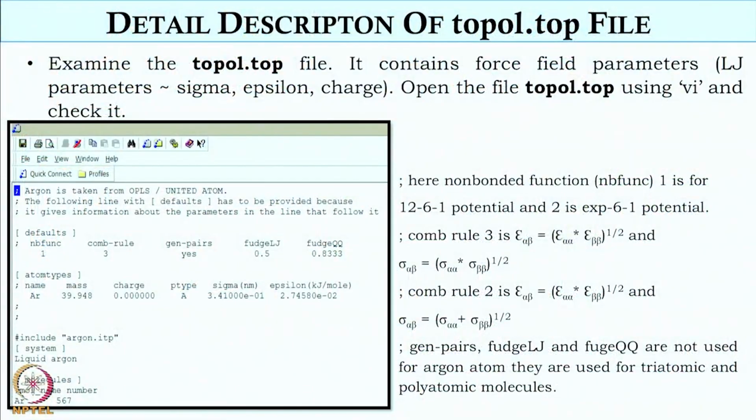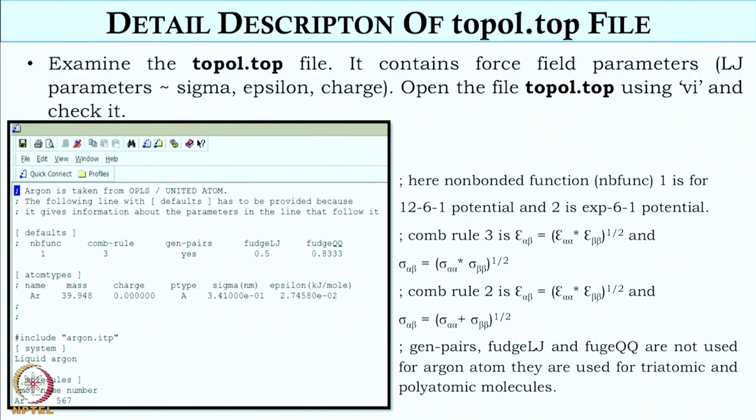Okay, so this is a topology file, and a topology file, as I have said earlier, contains all the force field parameters, the Lennard-Jones parameters, which are sigma, epsilon, charge, mass of the molecule, and how many molecules are being simulated. All these parameters are to be included in the topology file. This is a topology file for liquid argon. So here we see that the first three lines are comments.